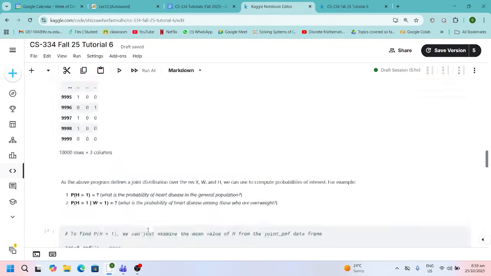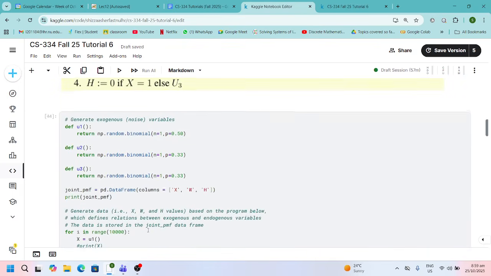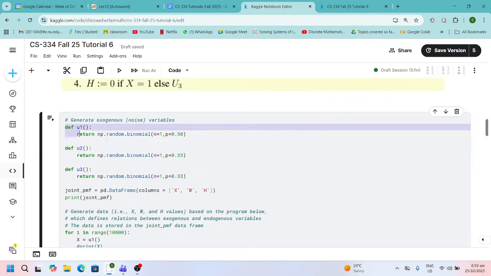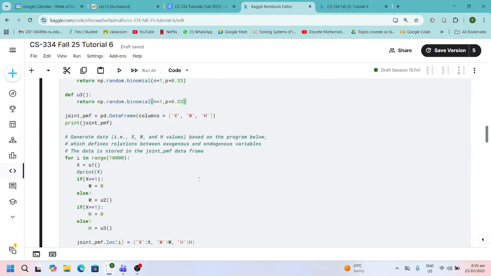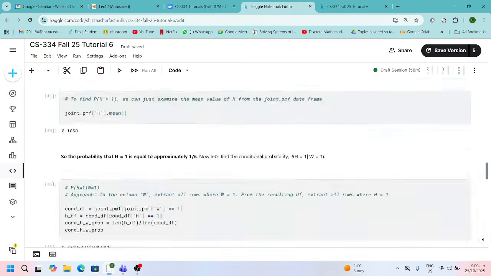I will essentially change my data generating algorithm. So I will quickly show you this algorithm. Here I had Bernoulli random variables defined. After that, this is what I had. X equals U1. If X is 1, W equals 0, else W equals U2. If X is 1, H equals 0, else H equals U3.